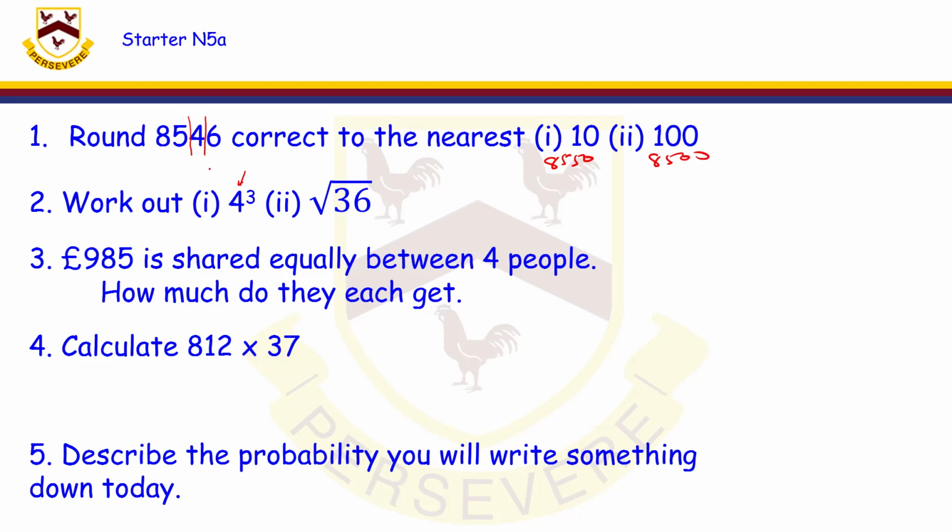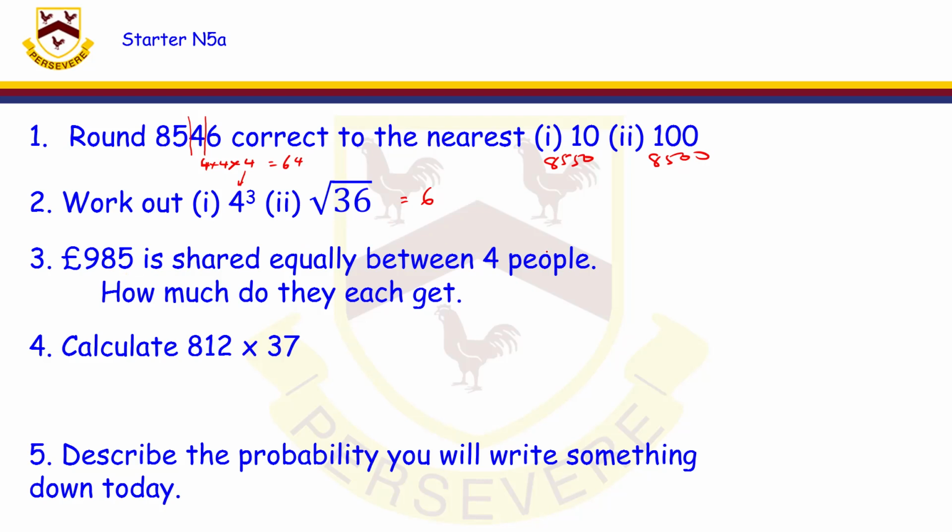4 cubed, 4 times 4 times 4. So 16 times 4, which will give us 64. And the square root of 36 is 6.